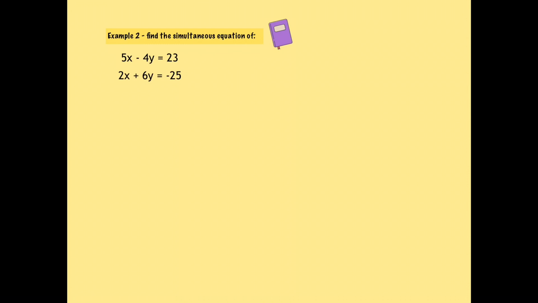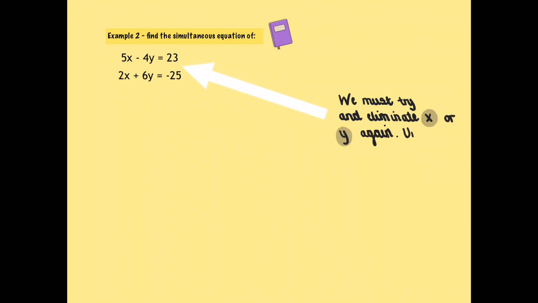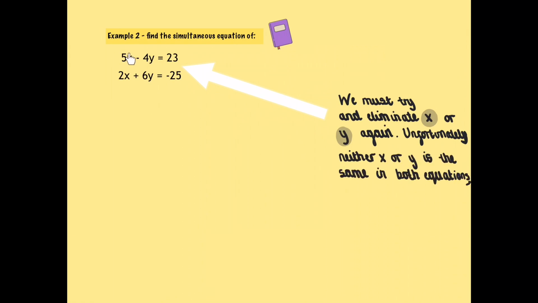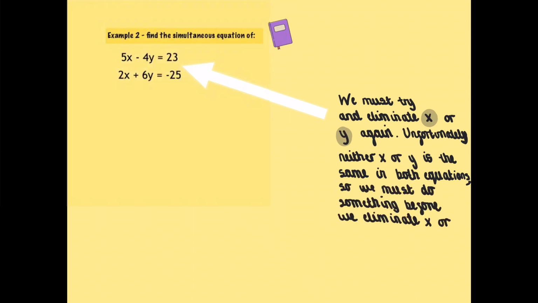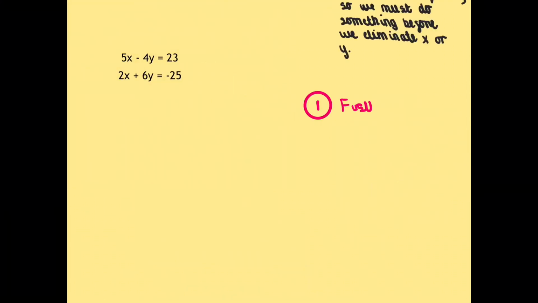5x minus 4y equals 23, and 2x plus 6y equals minus 25. So for this question, we must try and eliminate x and y again. Unfortunately, neither x or y is the same in both equations, so we must do something before we eliminate x or y. So firstly, we must change either x or y so it is the same in both equations. In this question, we will change y.